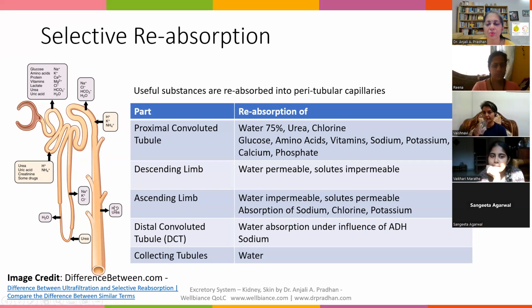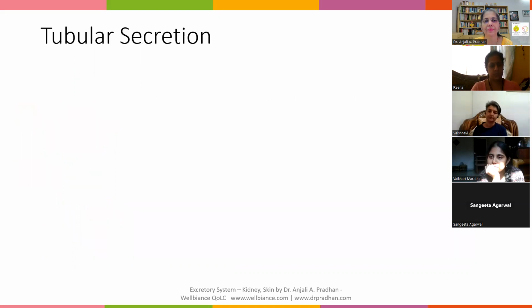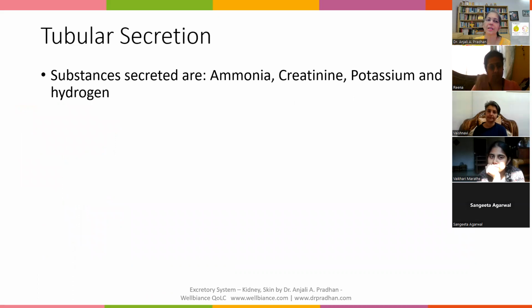These are collecting tubules. So जो भी है, थोड़ा जो है वो reabsorb होता है और कुछ जो है वो secrete होता है. And thus urine is formed. Substances secreted are ammonia, creatinine, potassium and hydrogen. Correct ना? जो मैंने बोला अभी, potassium, hydrogen, they are secreted in the distal convoluted tubule.